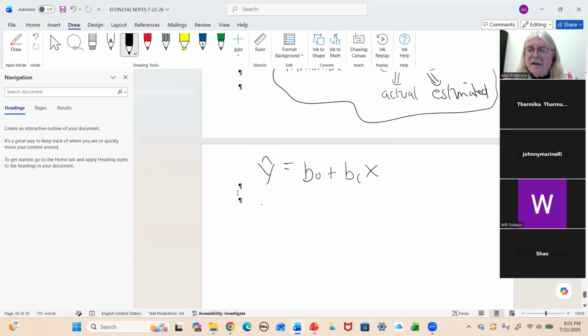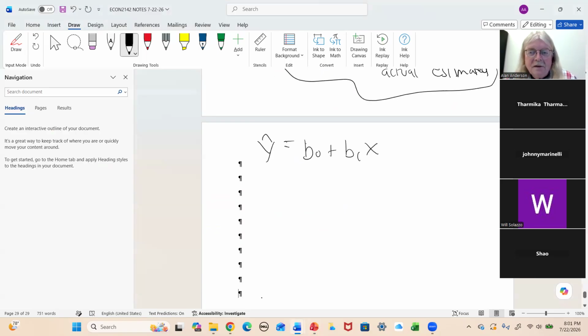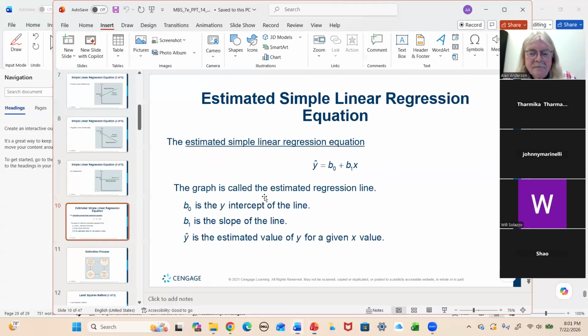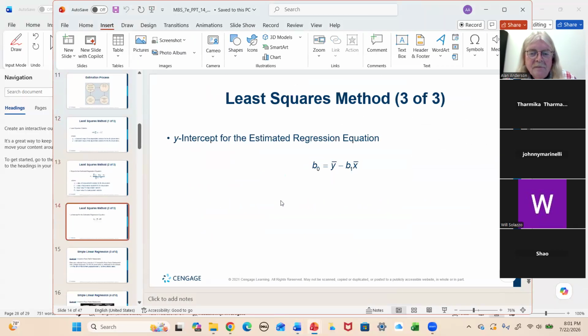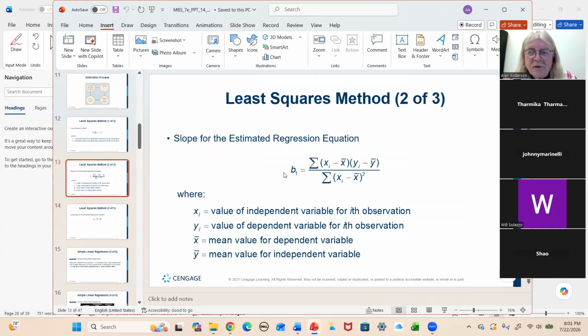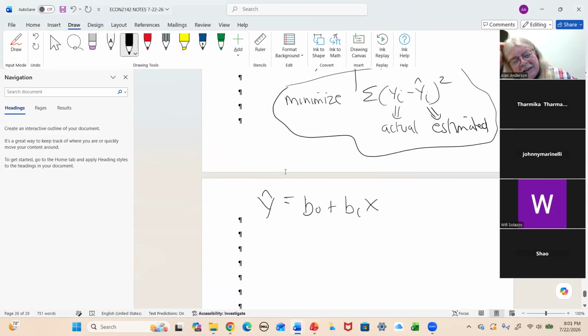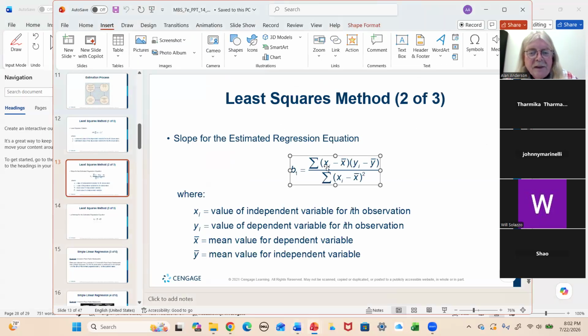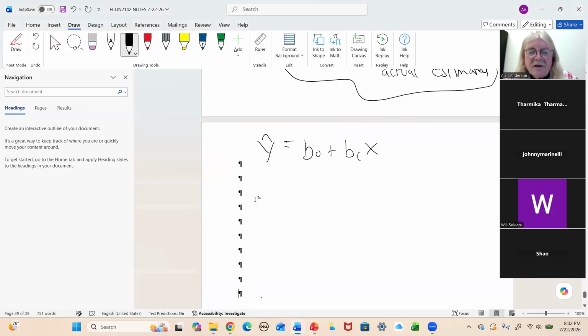I'm just making sure because again, every book uses slightly different notation. So what they're going to do here is show you. This is something we don't want to spend a whole lot of time on, but you can do this by hand. The formula for the B1, meaning the slope of your sample regression line, is this. A lot of work.